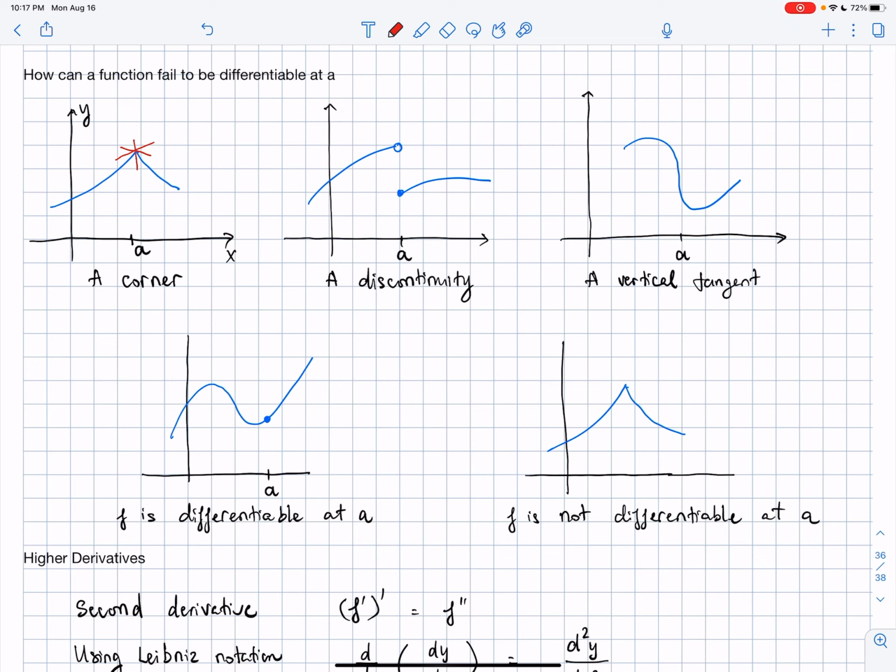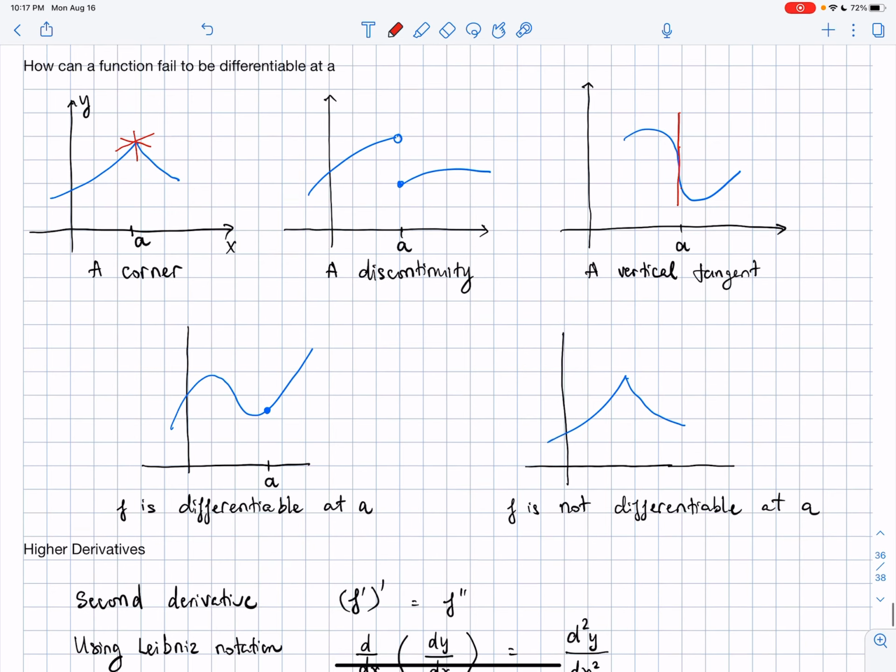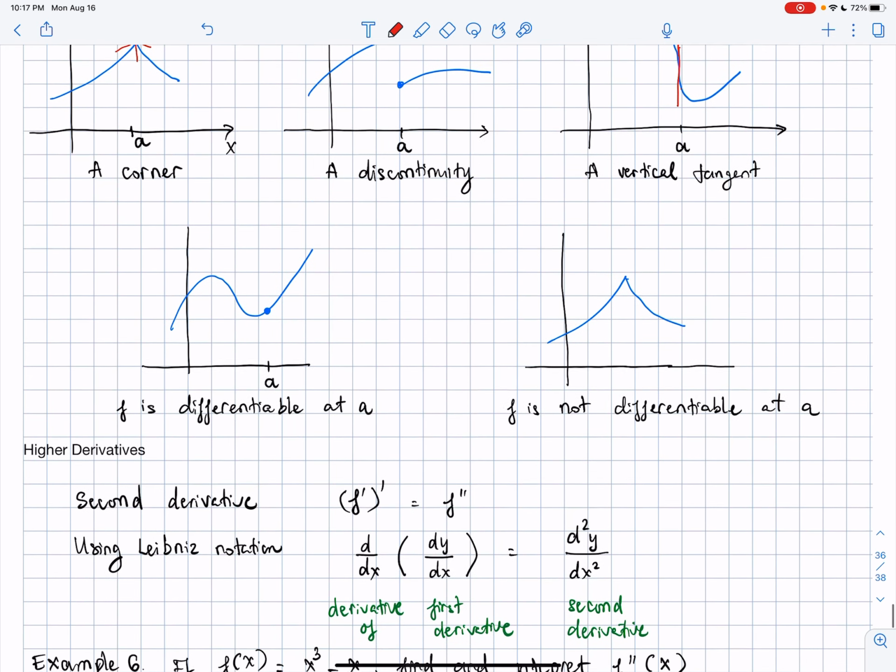And of course we learned in the theorem before that if the function is differentiable, then it is continuous. So that means if the function is not continuous, it is not differentiable. So a discontinuous function is not differentiable. And for the last case, vertical tangent. You see at a, we draw the vertical tangent, and the vertical tangent has an undefined slope. So that's why it's not differentiable at a.